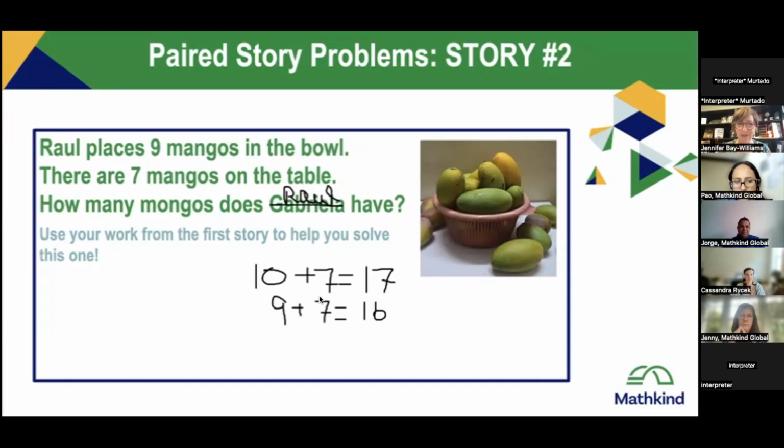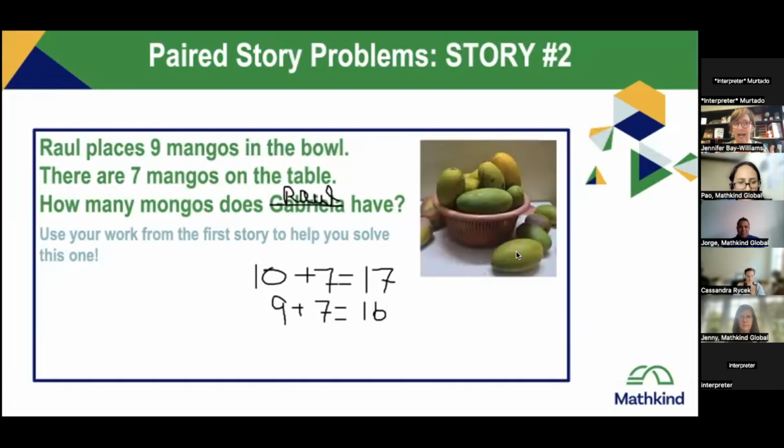And you can also see how a student might explain that they could pick up one of these mangoes and put it in the basket to make it easier to add. Put a mango in the basket. Now you have 10 mangoes in the basket and 6 on the table.